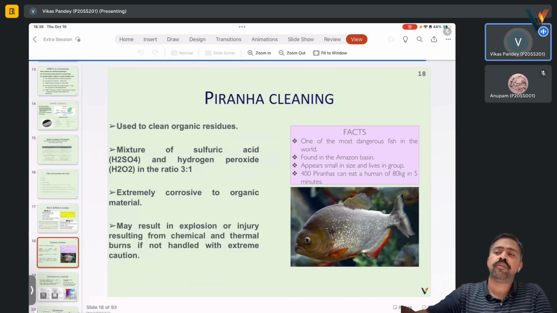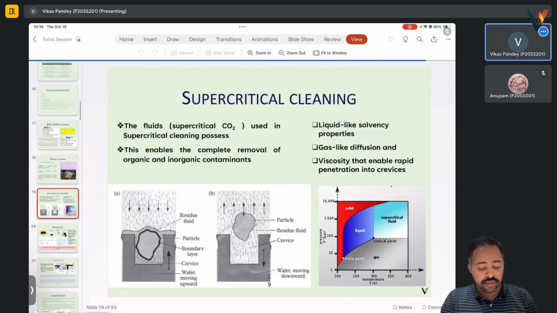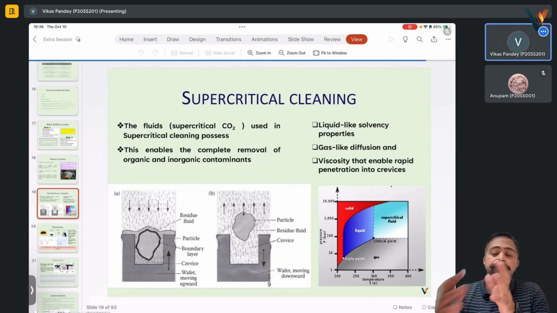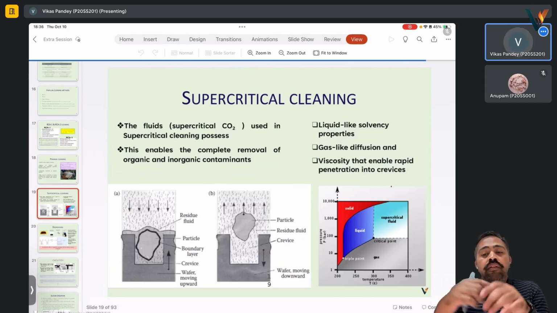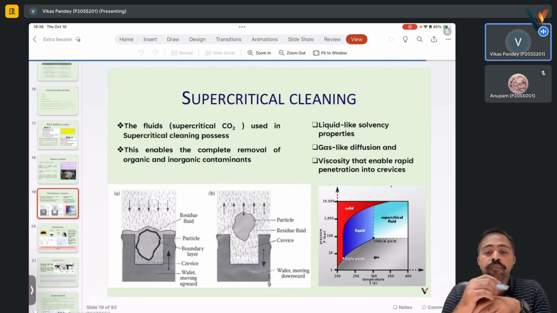Its name comes from a fish called piranha from the Amazon basin that can eat a human of 80 kg in 5 minutes. They attack together and they eat anything. That's why the name. Then one is supercritical cleaning, where a supercritical fluid like CO2, which has a critical point at which it remains as both liquid as well as gaseous form, is used in supercritical cleaning.